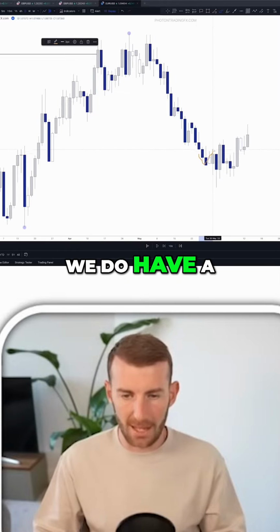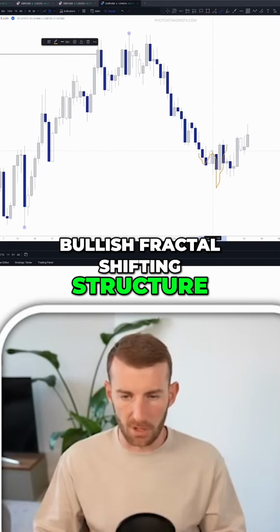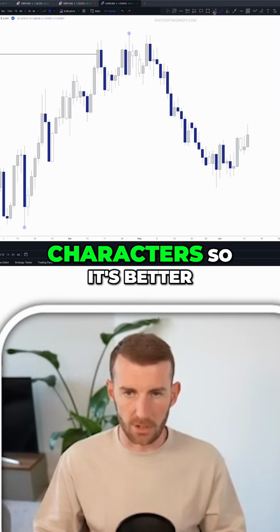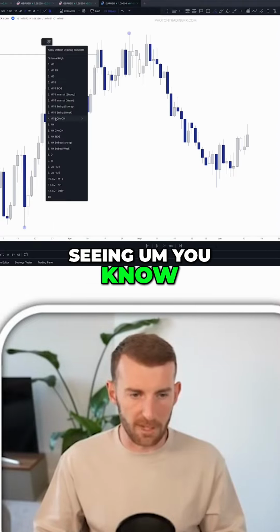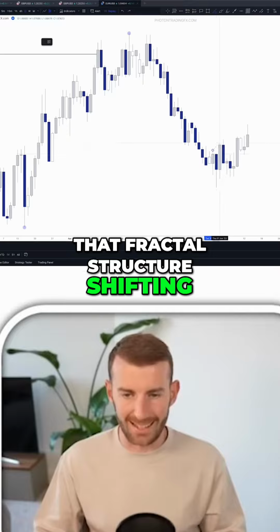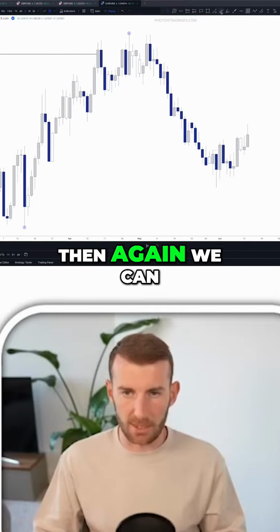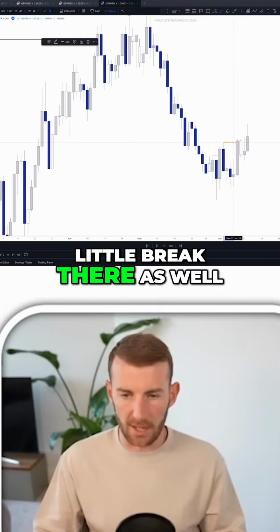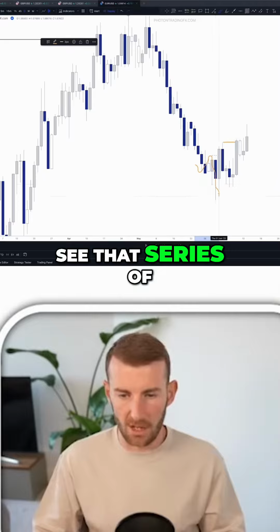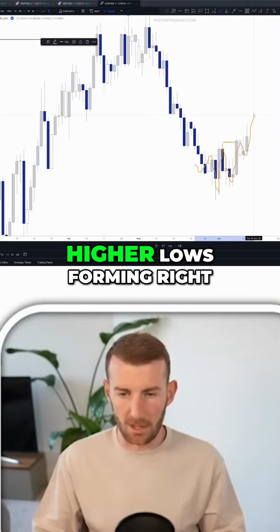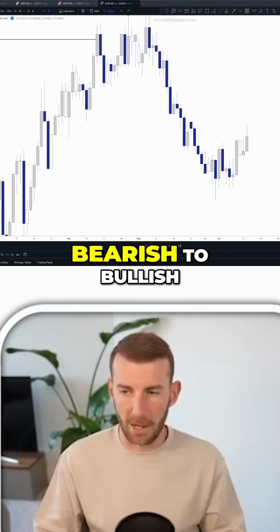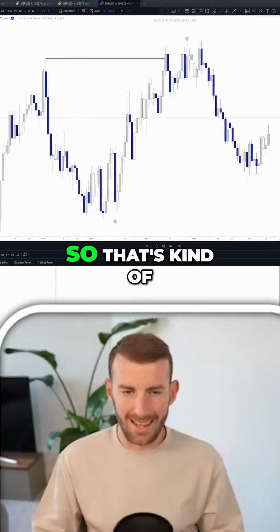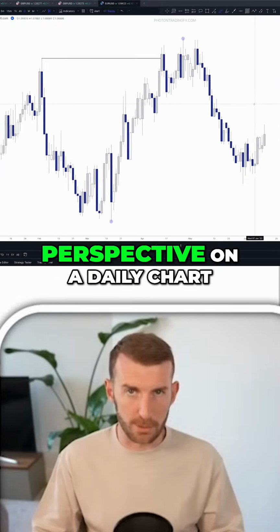And we do have a bullish fractal shift in structure, right, where we get that bullish change of character. So it's better than nothing. It's that first sign that we're seeing, that fractal structure shifting in our favor. And then again, we can see we've had another little break there as well. So we're starting to see that series of internal higher highs and higher lows forming, right? Showing that potentially order flow is now shifting from bearish to bullish. So that's kind of everything from a structural perspective on the daily chart.